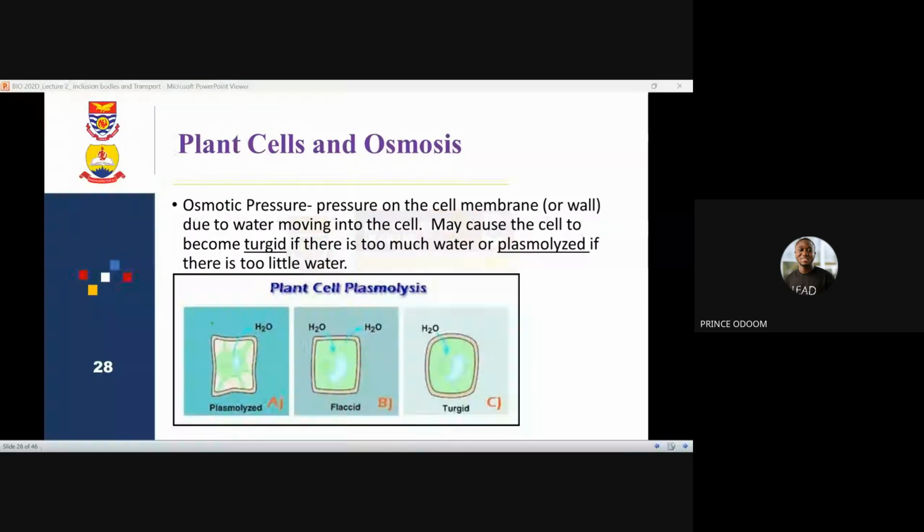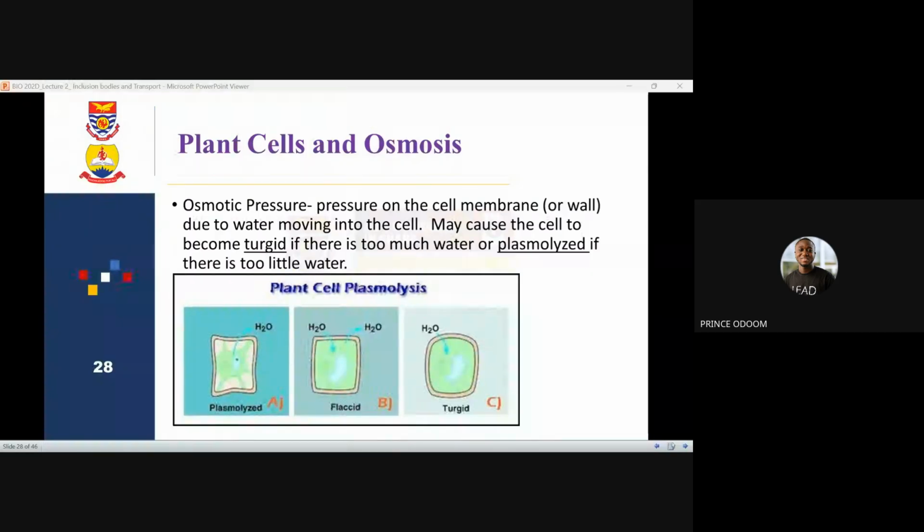And so there will be no net movement of water. So it's just going to be the same thing. Are we getting it? So look at the arrow. When it becomes plasmolyzed, see the arrow. You see that water is leaving the cell. Can we see? Michael, can you see the arrow?